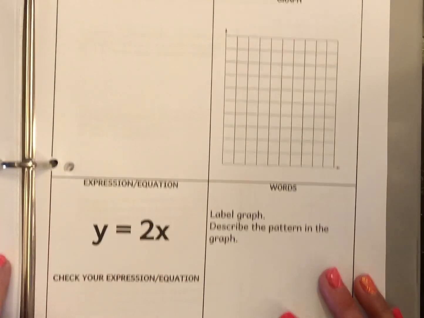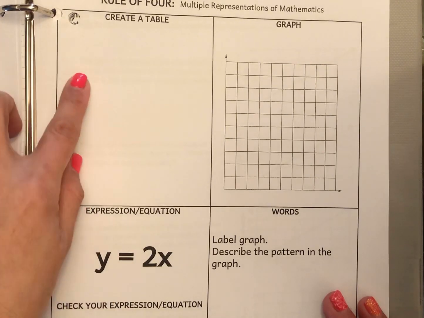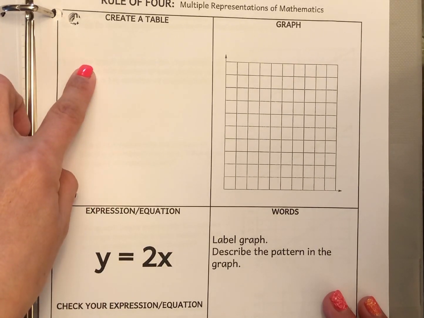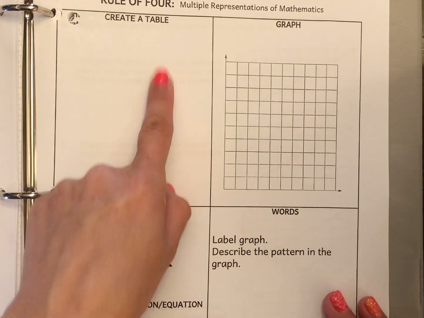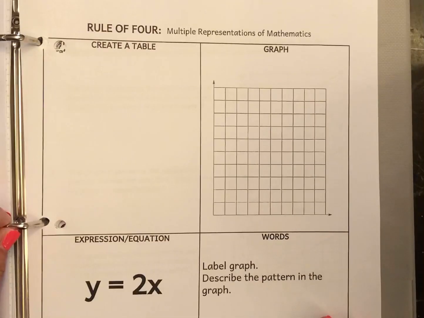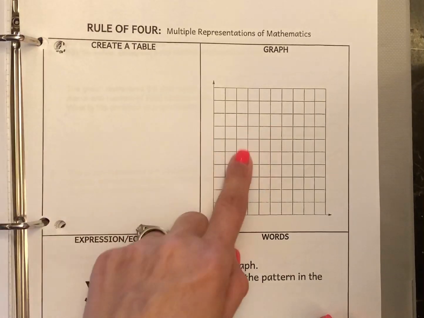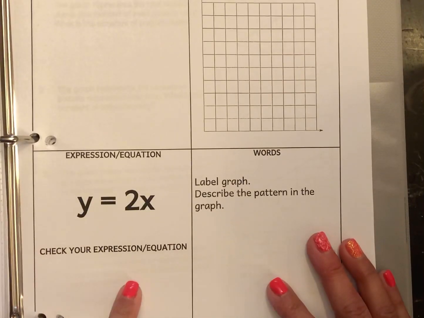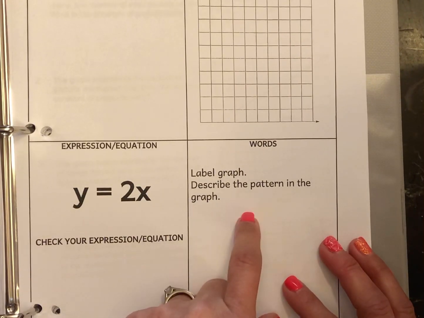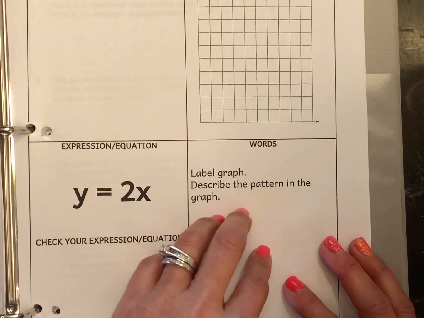So up here in your table, if you choose that you want X to equal 1, then you're going to substitute it right here. 2 times 1 is going to give you 2. So then your Y value would be 2. We've done that a lot this year, so you guys should be able to do that. So table, graph, they already gave you your equation, and then here you're just describing in words your proportional relationship.